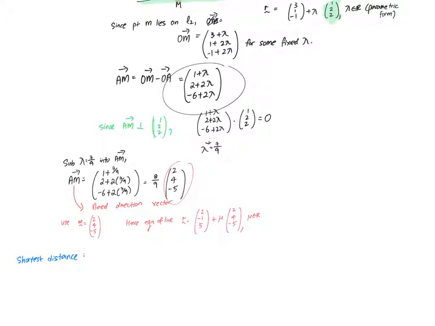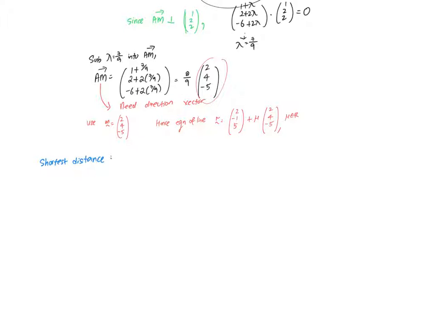So it just boils down to finding the length of AM. To find the length of AM, basically it's just 1 over 9 times... Remember, if you're finding the magnitude, don't go and remove the scalar. The square root of (4 squared plus 4 squared plus negative 5 squared), and the answer turns out to be 8 square root 5 over 3 units.